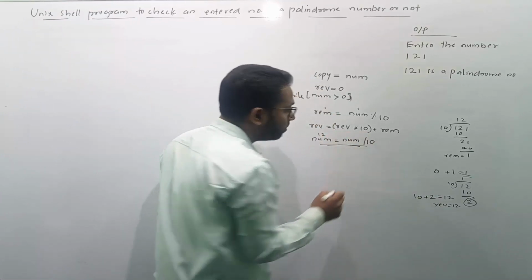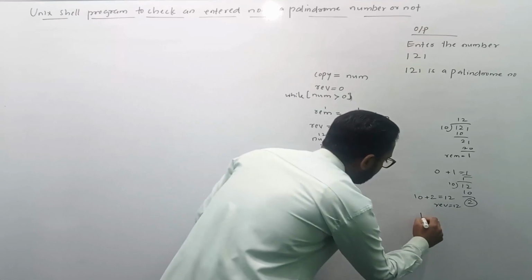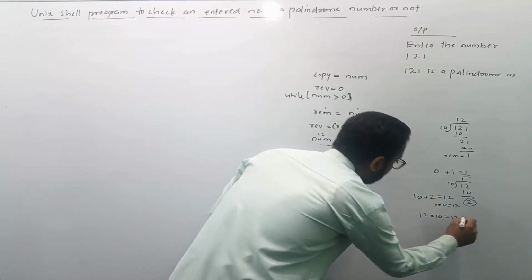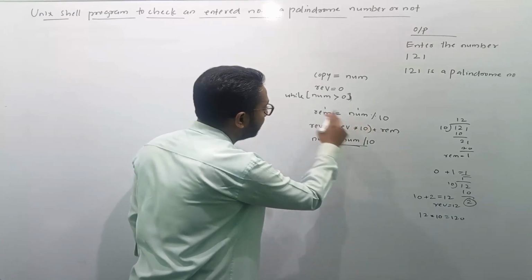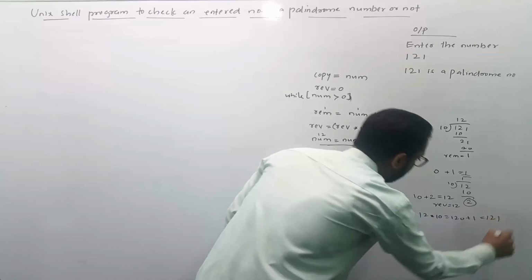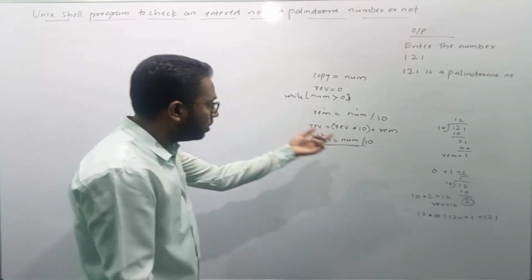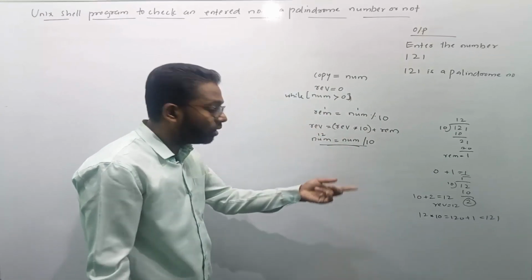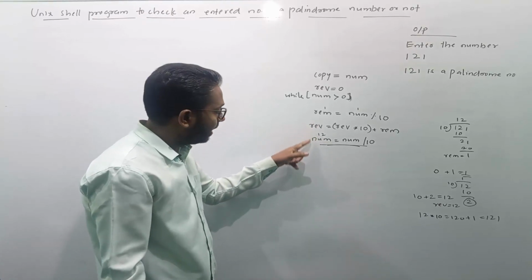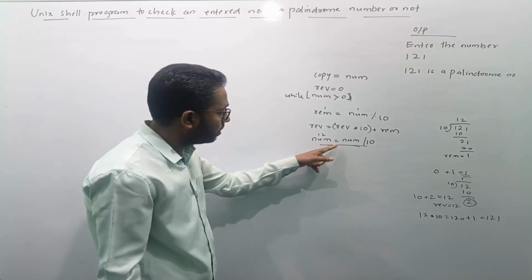So now reverse is 12. 12 into 10, which is 120. Okay, 12 into 10 is equal to 120, plus remainder is 1. 120 plus 1, and we will get 121. Now we have got the new value of reverse, which is 121, stored inside the REV variable, which is the reverse variable. Okay, next, this instruction gets executed.